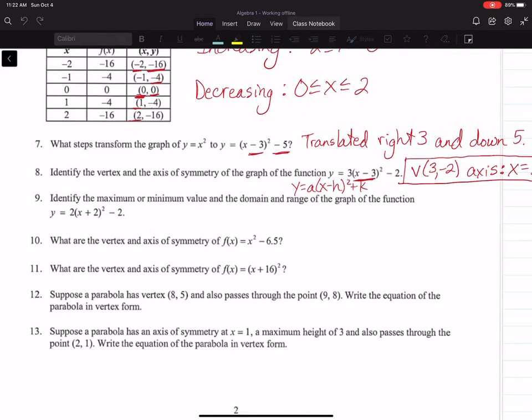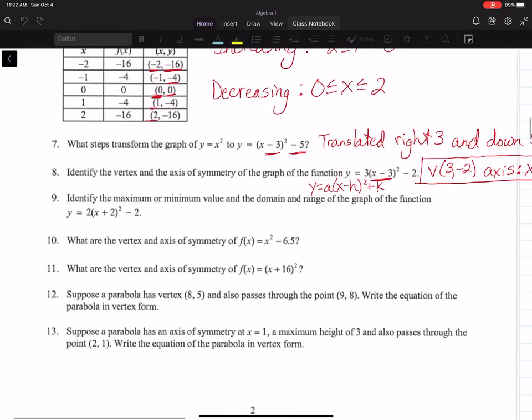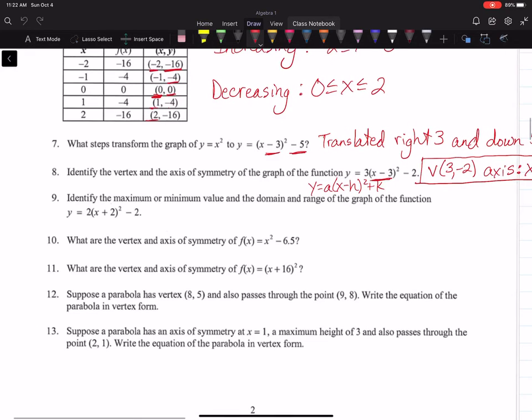Okay, so identify the maximum or minimum value. Like I was saying, the maximum or minimum value is determined by what a is. If a is positive, it will be a minimum, and if a is negative, it will be a maximum. Always remember that. If a is positive, that means it's going like this, and you'll have a minimum. If a is negative, that means it's going like this, and you're going to have a maximum.